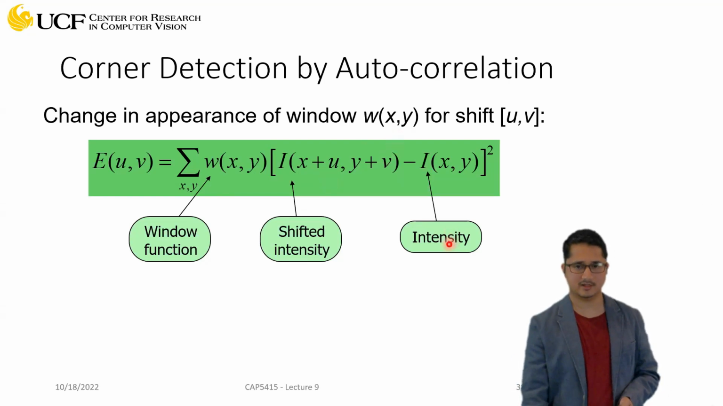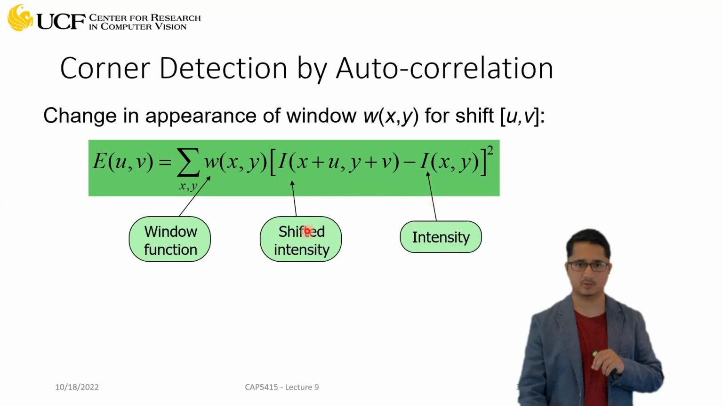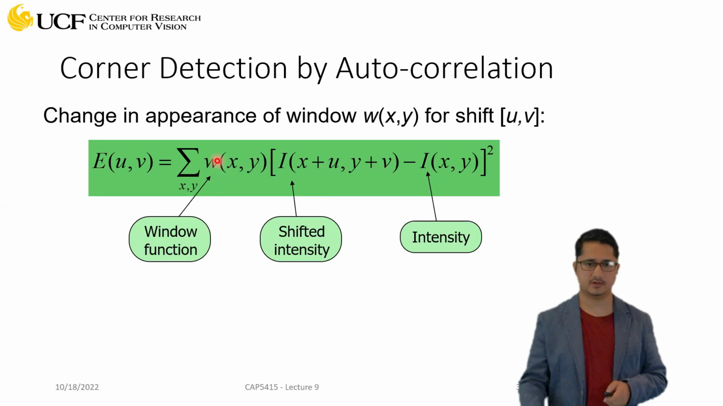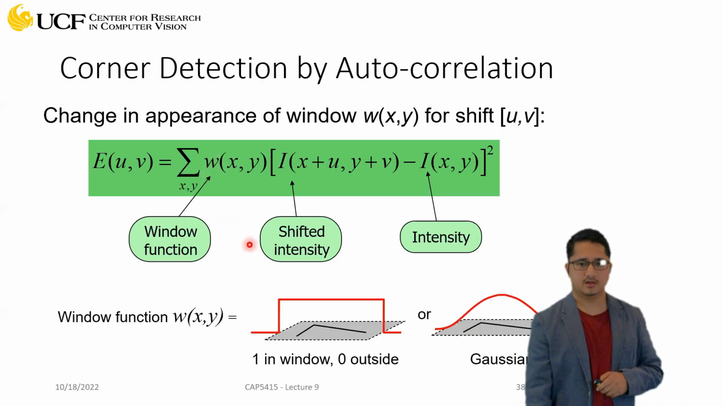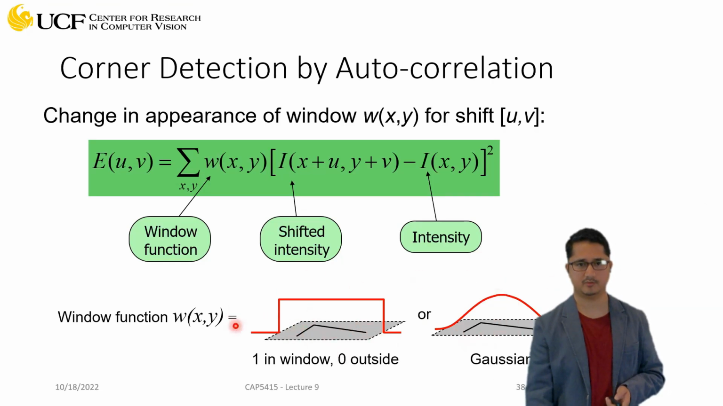Okay, so this is intensity, as I told you, the current location where you're interested in. This is shifted intensity, in the neighborhood. You are taking steps U and V, and this is just a window function. And again, this window function could be, as I said, just a step function 0, 1, where you are paying equal attention to all the neighborhood values. It could be a Gaussian, it could be any other function. So this is not really important here.